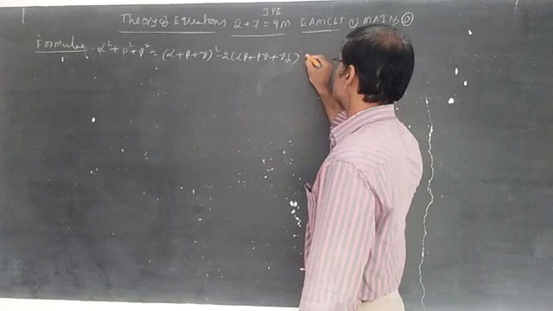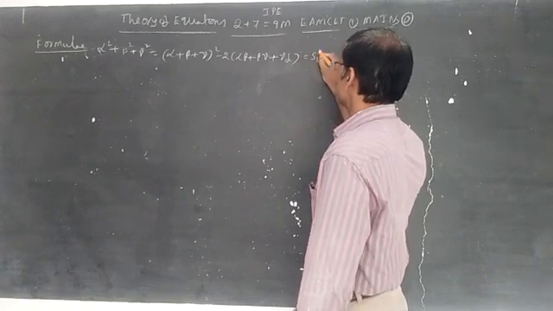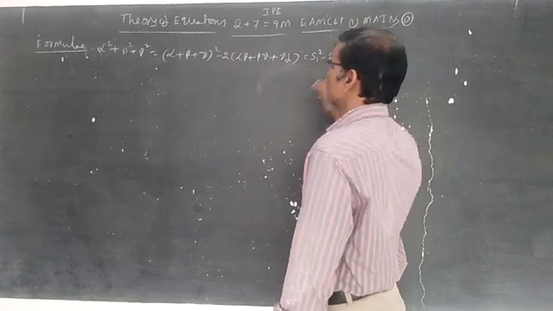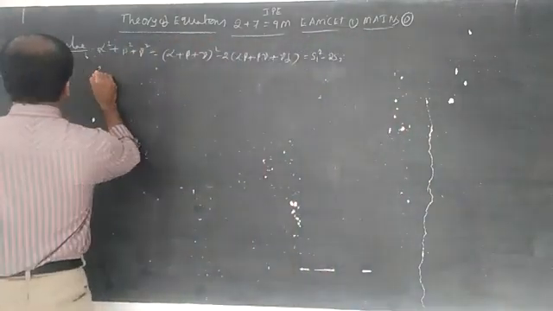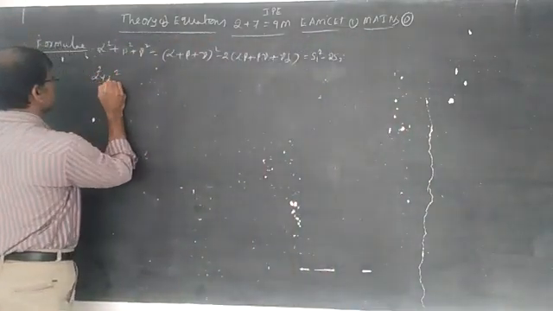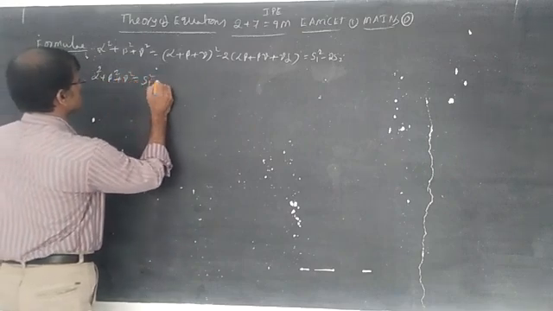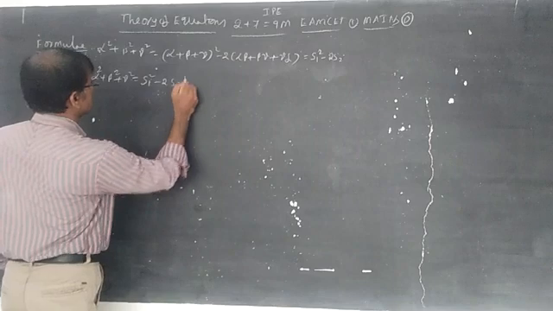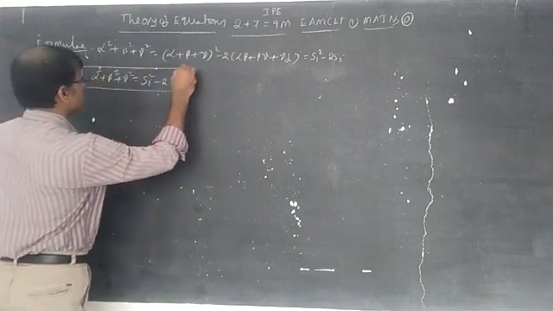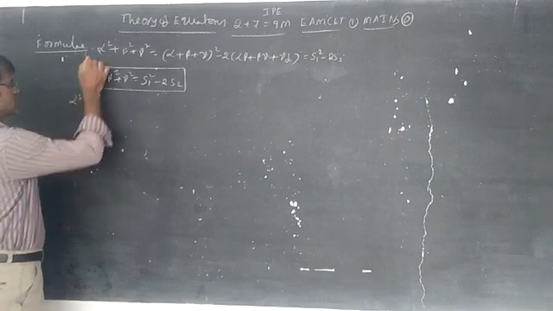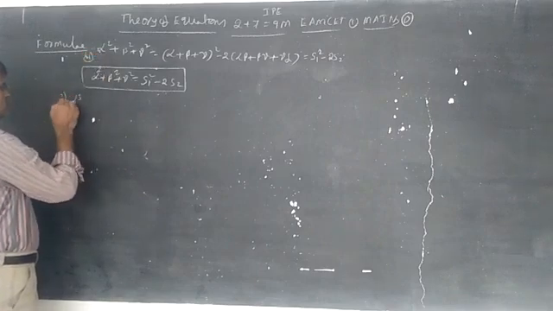You can understand this one as notation s1 square minus 2s2. So remember this one. Alpha square plus beta square plus gamma square notation is s1 square minus 2s2. Next, say this is the first formula.